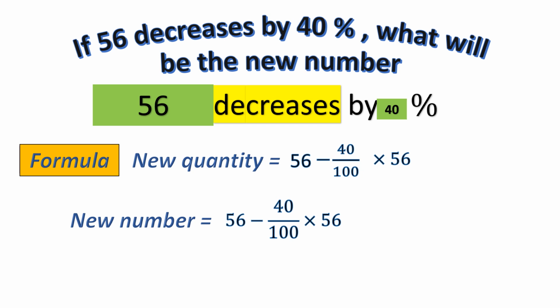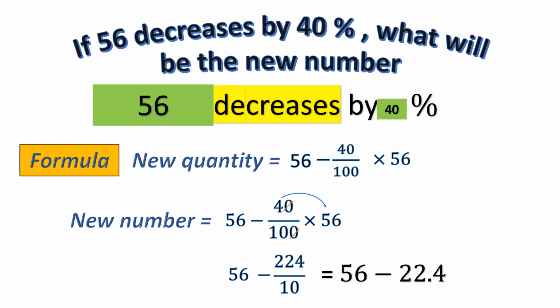First, there is no bracket, so we will do the multiplication first. For the multiplication, let us cancel this 0 with this 0, and 4 can be multiplied with 56. That gives us 224 by 10. Remember, we had 56 minus before this. So if we do the calculation, we get 56 minus 22.4. That gives us again 33.6. That was our new number.